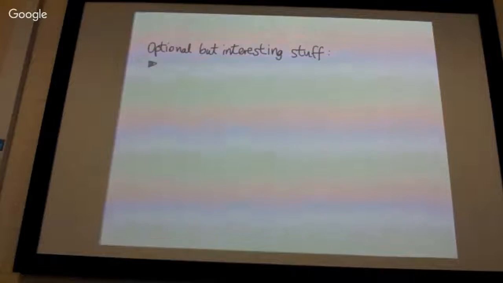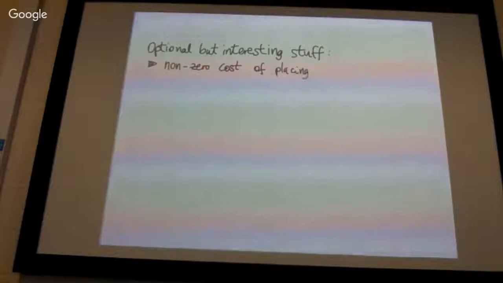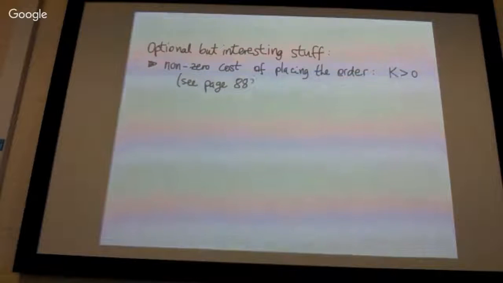Okay, so one thing is, because in the previous model we were assuming that there's no cost of ordering. So now if there is non-zero cost of placing the order, like we usually had something like that, which is constant and independent of the size of the order. So this is the case. Now, what happens in that case is, see page 3.